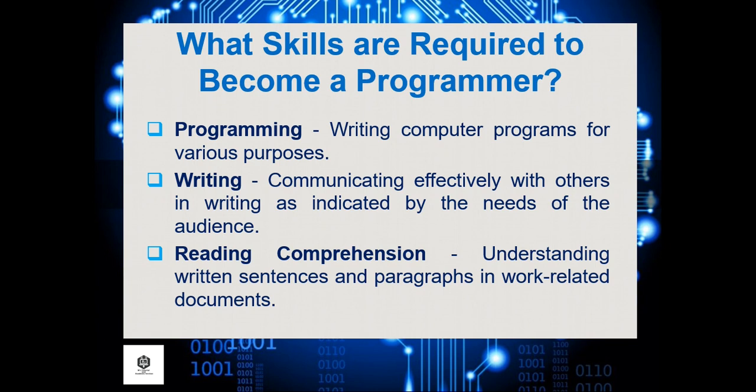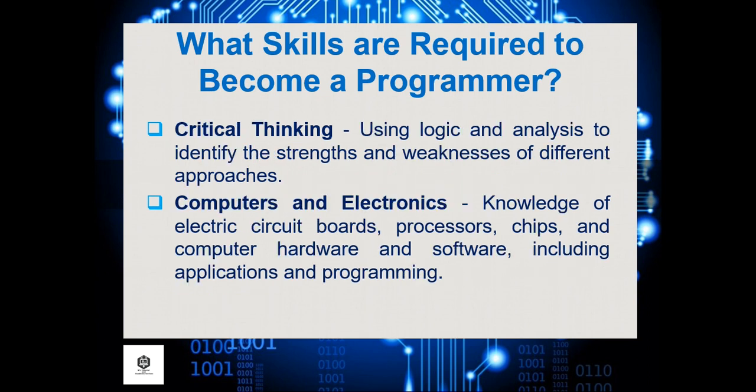But what are the skills required to become a programmer? First, programming: writing computer programs for various purposes. Next skill is writing, meaning communicating effectively with others in writing as indicated by the needs of the audience. Next skill required to become a programmer is reading comprehension. It means understanding written sentences and paragraphs in work-related documents.